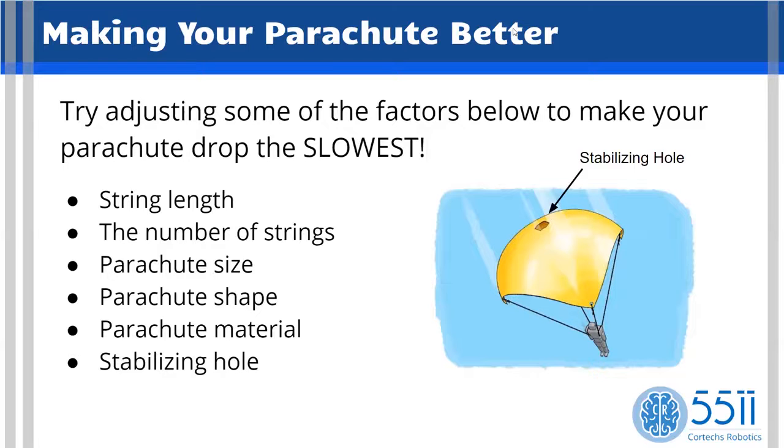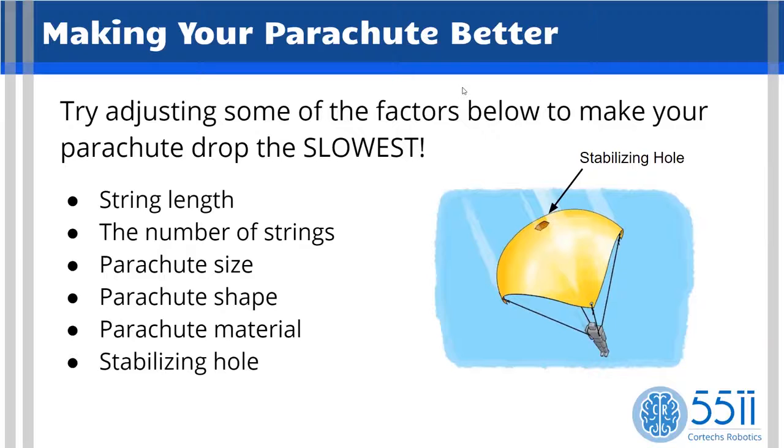The shape of your parachute: a circle or an octagon are probably the best shapes to go with because they have lots of symmetry. And then parachute material. You should probably use a light material, so either paper or a plastic bag. But if you don't have those materials, you can experiment with using light cloths, such as handkerchiefs or a towel, something like that.